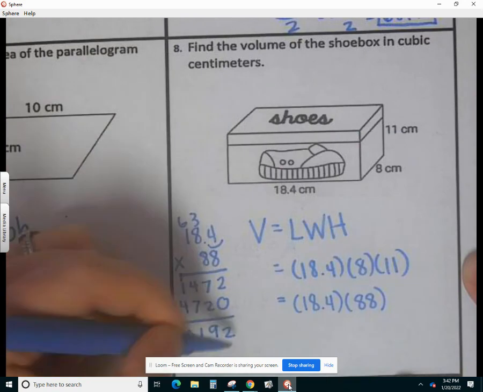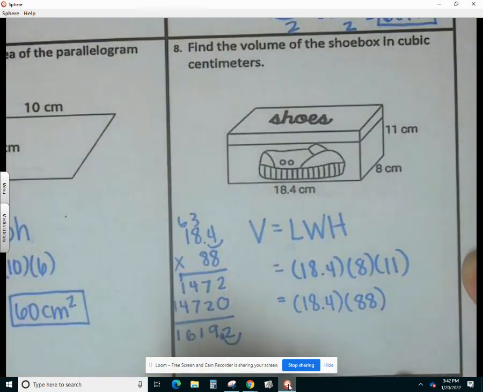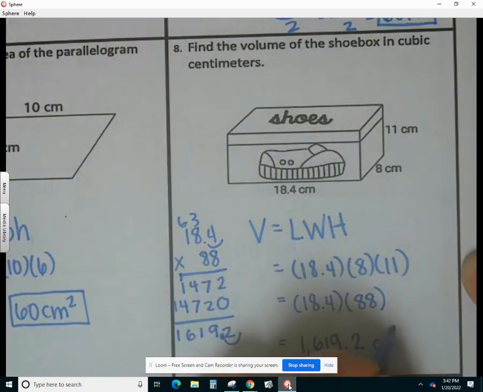We have 1 decimal place, so we need 1 decimal place. So it came out to 1,619.2 cubic centimeters.